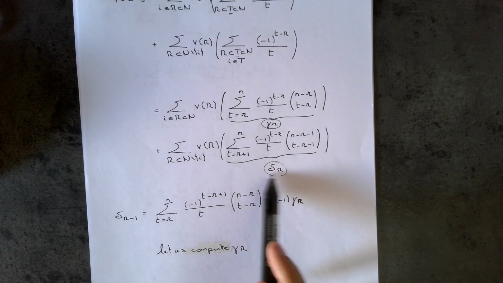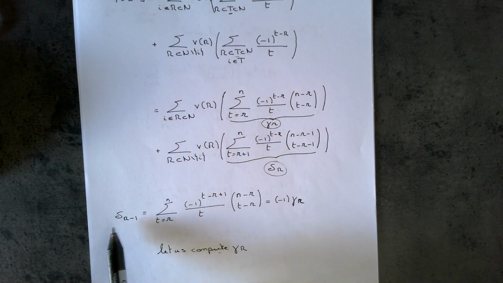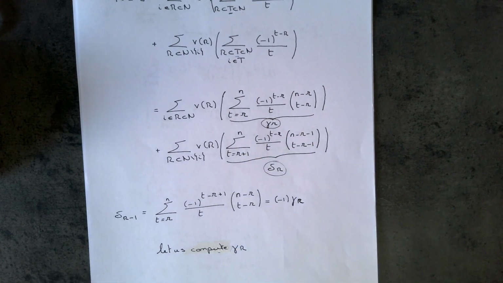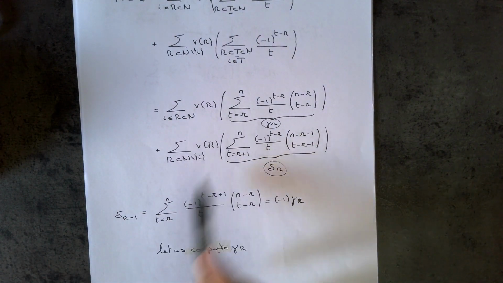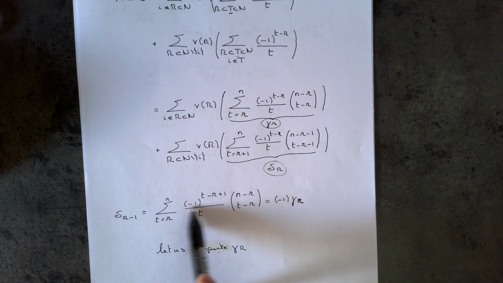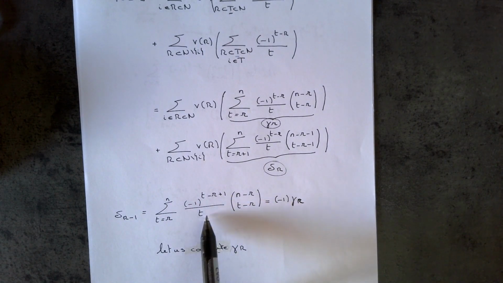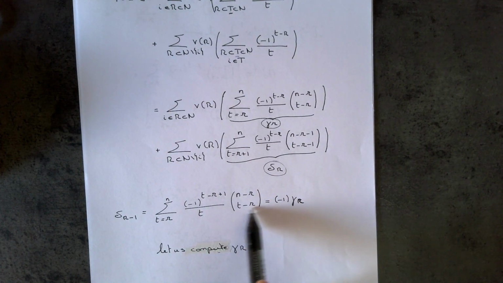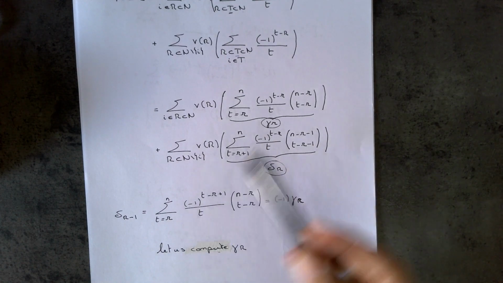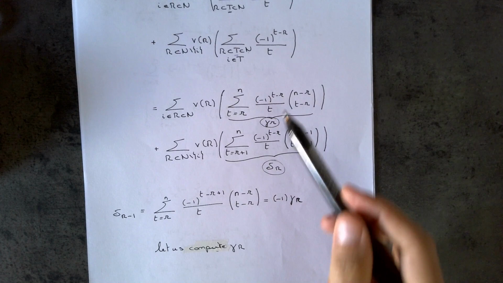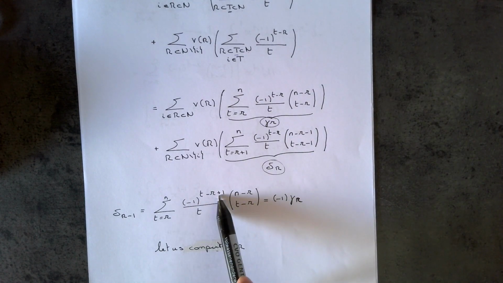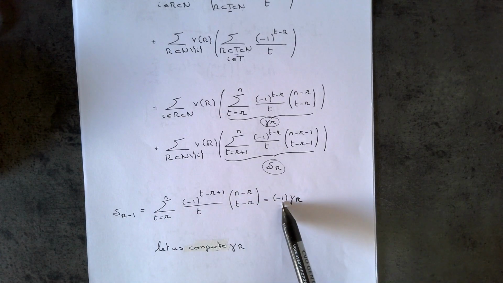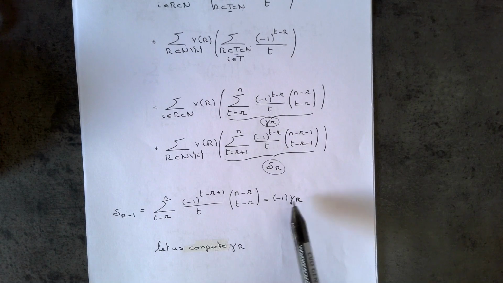So if I take the delta R and evaluate it at R minus 1, so everywhere I see R, I just plug in R minus 1, then I have the sum from T equal to R to N of minus 1 to the power T minus R plus 1, divided by T, times N minus R choose T minus R. And this is almost exactly the same as gamma R, except that here we have a minus 1 to the power 1 in addition. So if you take it outside of the sum, it's basically minus 1 times gamma R. Okay, so these deltas are tightly connected to the gammas.